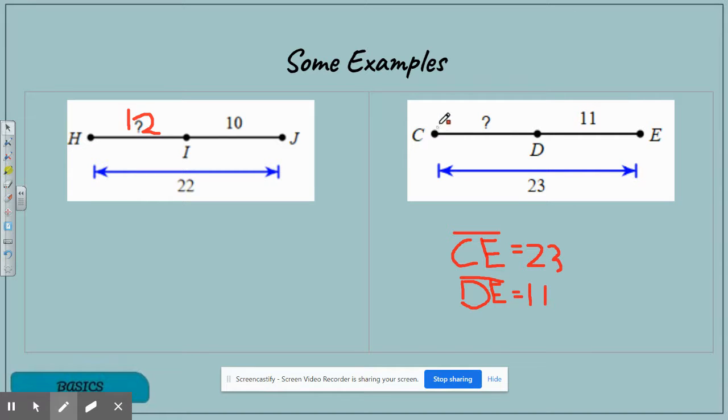So how long would CD have to be? Well, CD would be something plus 11 equals 23. If we add 12 to 11, we get 23. So CD is 12.